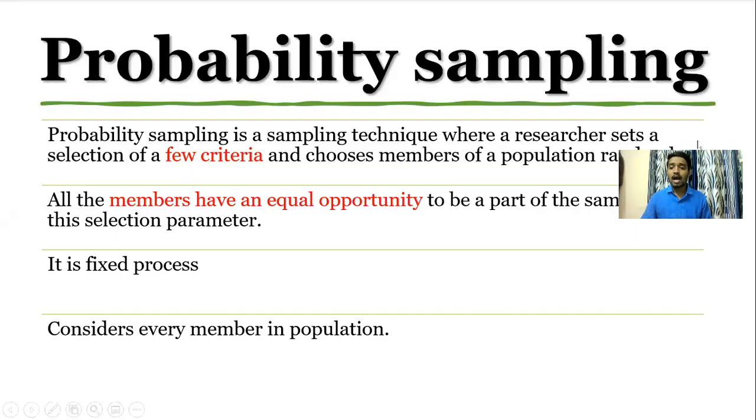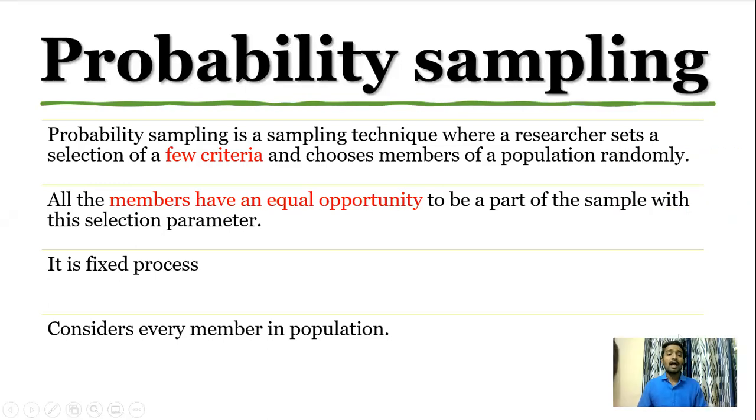So here, probability sampling is a sampling technique where a selection of a few criteria is set and members of a population are chosen randomly. So the probability here, they'll set certain criteria for the population. So whoever meets that criteria, they'll choose that member of the population randomly.